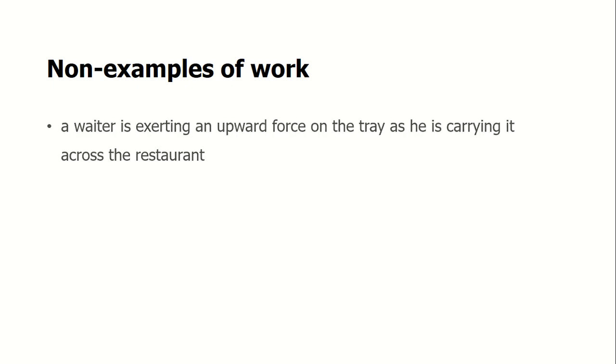Non-examples of work. Sometimes you might be applying force on an object, but it does not necessarily mean that work is done on that particular object. An example being this one, the tray. A waiter is exerting an upward force on the tray as he is carrying it across the restaurant. In order to lift the tray upward, the waiter has to exert an upward force on the tray through his hand and arm, right?